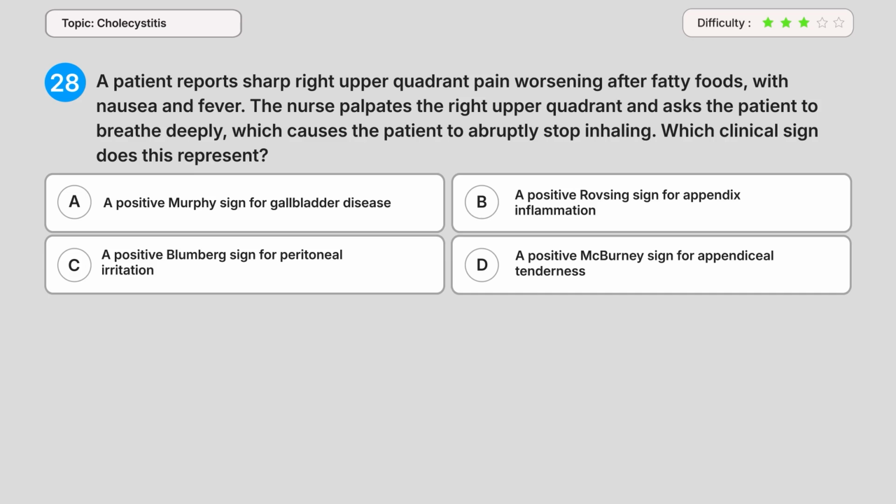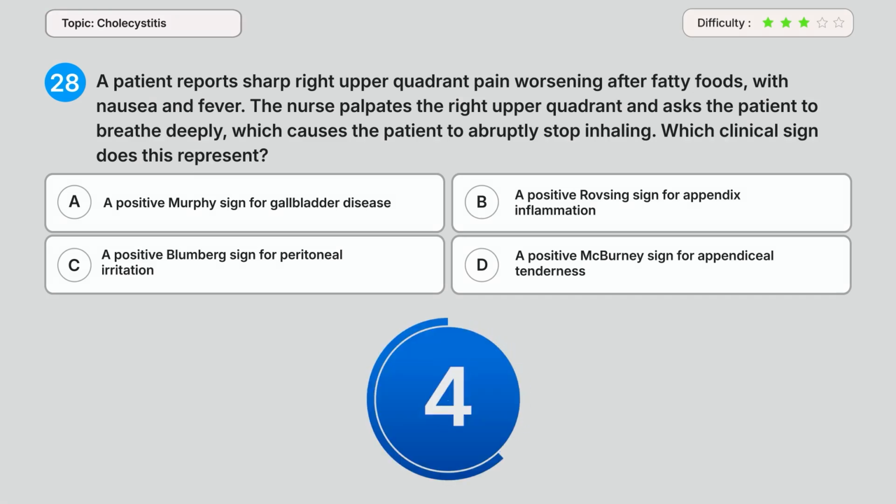A. A positive Murphy sign for gallbladder disease. B. A positive Rovsing sign for appendix inflammation. C. A positive Blumberg sign for peritoneal irritation. D. A positive McBurney sign for appendiceal tenderness. What do you think is the answer?